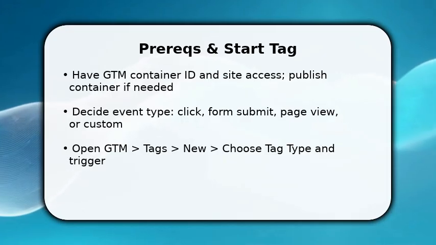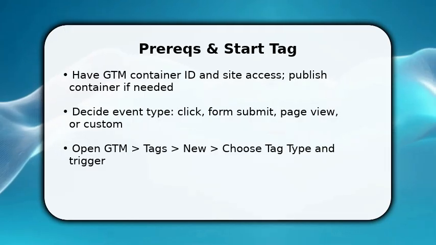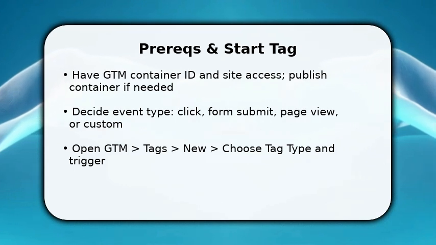Then set the event name and any event parameters like category, action, label. Once done, pick an initial trigger placeholder so the tag is valid. This gets you into the editor, with the core elements ready to configure.